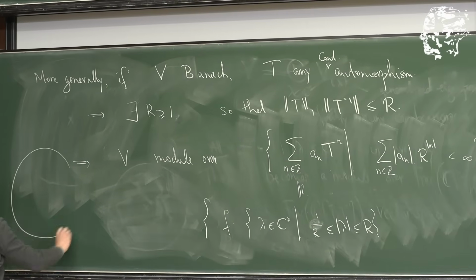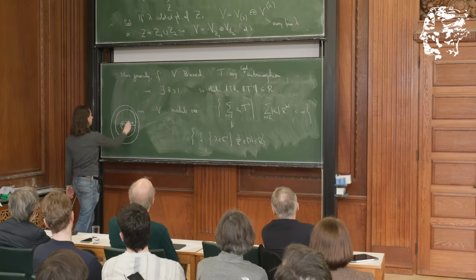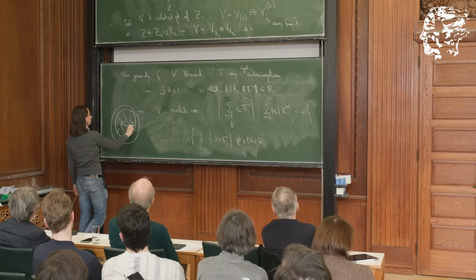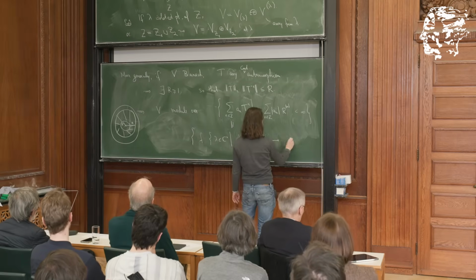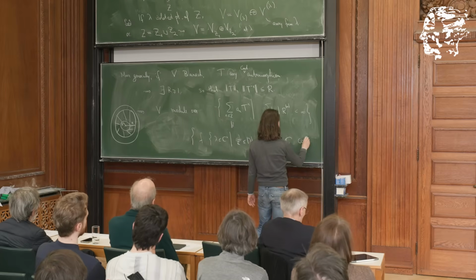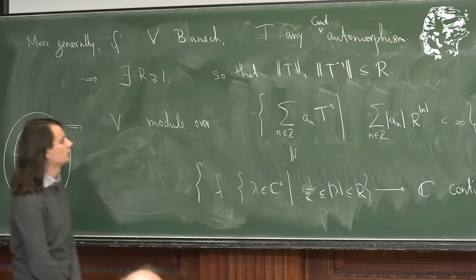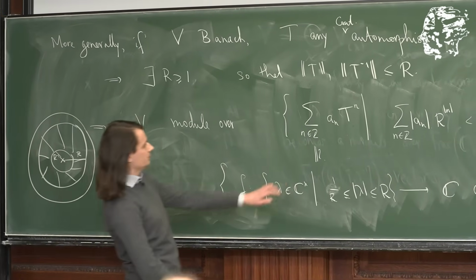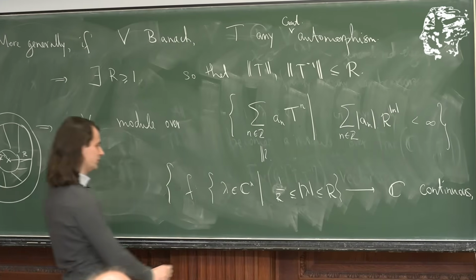So, right, we have radius r and radius r inverse. And then we have this annulus here. Functions from here to the complex numbers. They certainly must be continuous. But because they have such a power series expansion and this set has non-empty interior, they must actually be holomorphic in the interior.